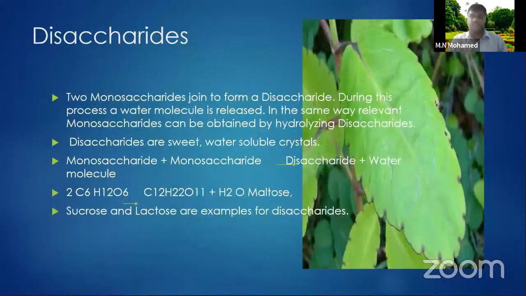Disaccharides. What are disaccharides? When two monosaccharides are joined, they form a disaccharide. Mono means one, di means two. During this process, a water molecule is released. For example, glucose plus glucose. What is the product? Sucrose. I'll write it like this, but for the chemical formula, wait a while. I'll share the screen.